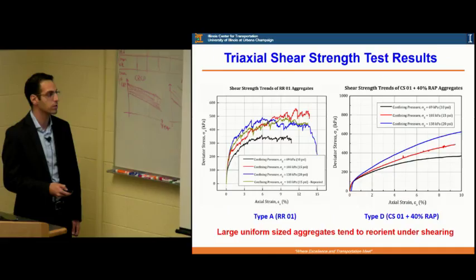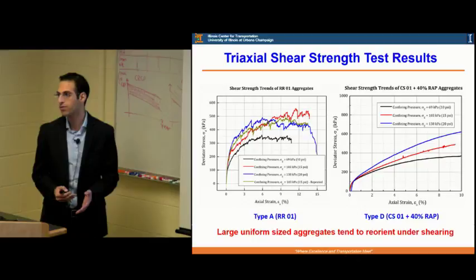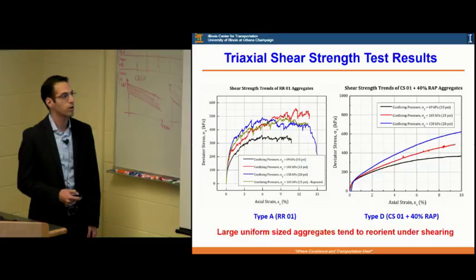minute. These are just some typical results for type A material, which is the railroad gradation virgin material. All these changes or irregularities you see here are because those materials are uniformly graded, so the particles tend to reorient during a shear test, while for a more well-graded material, you would see more uniform curves.